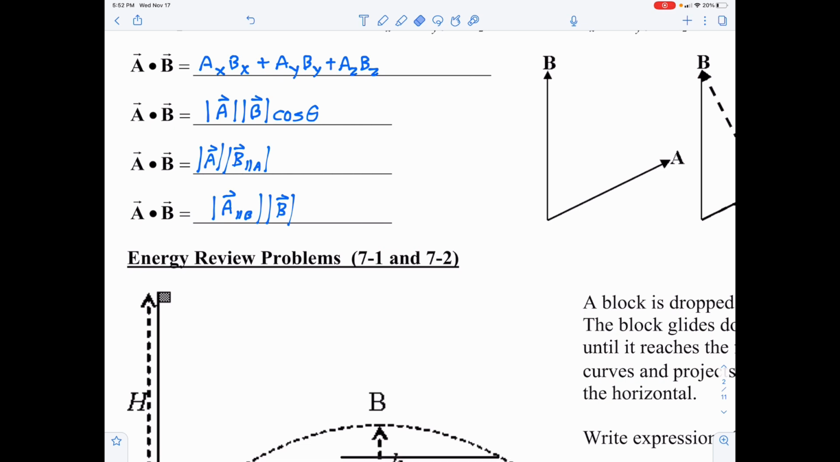A dot B could also be represented as, again, we're just putting absolute value bars because it's the magnitude. So when we say the absolute value of vector A, we're saying the magnitude of vector A. So the magnitude of vector A times the parallel component of the magnitude of vector B, or the parallel component of the magnitude of vector A times the magnitude of vector B. So either one of those would work.